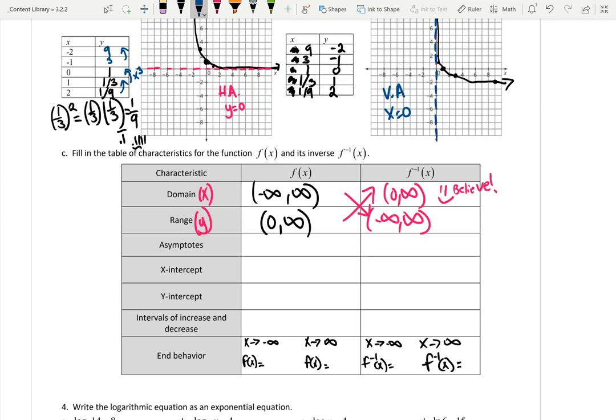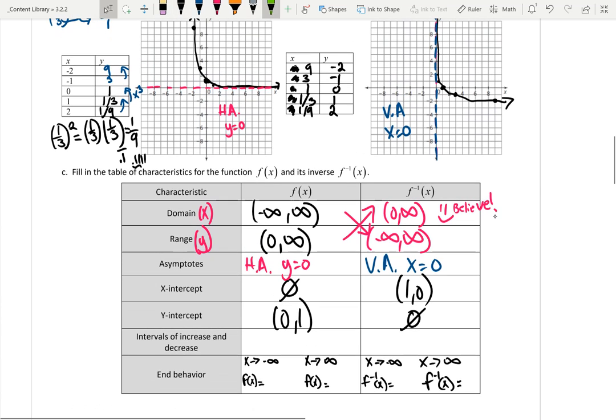My asymptote: I'm going to have a horizontal asymptote when y equals 0. Likewise, for the inverse, that becomes the vertical asymptote when x is equal to 0. My y-intercept is 0, 1 and the x-intercept does not exist here. For the inverse, the x-intercept is 1, 0 and the y-intercept does not exist. And now the intervals of increasing and decreasing. I look at my graph. Is it increasing or decreasing as I go left to right? And it is going to be decreasing the whole time.